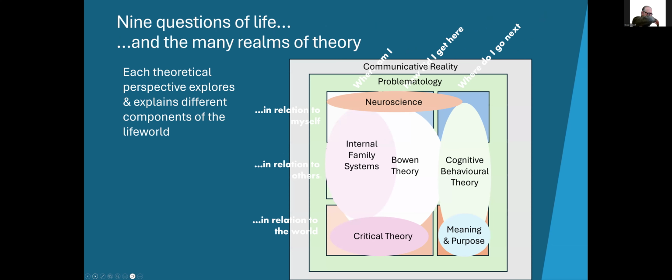There are lots of theoretical perspectives that are applied to therapy. And what I find is that when you look at them against the 9 questions, they do different things. They look at different components. They bring different windows into what people are doing. So that when you look at the 9 questions, no one theory gets you there. You need to use a multiplicity of theories in order to understand what people are facing, where they're going.